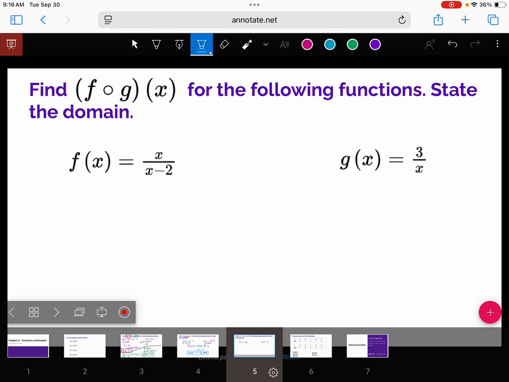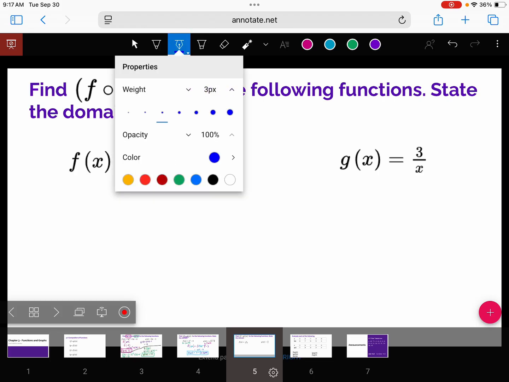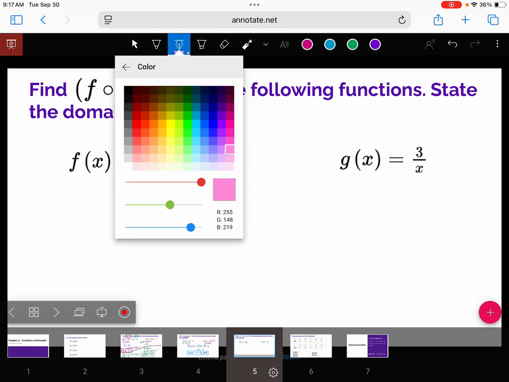So again, we're going to do our f of g. Our f of x, we've got x over x minus 2, and g of x is our 3 over x. So it's very fractiony. And the first thing we're going to figure out is our domain. Where do we run into problems?